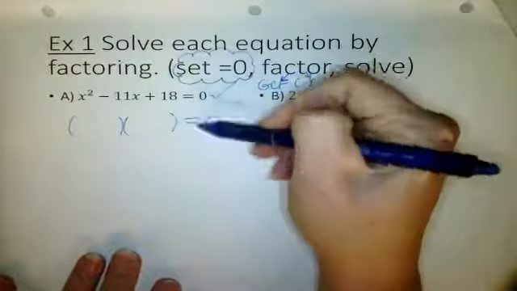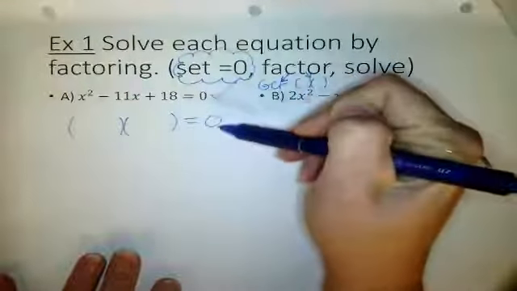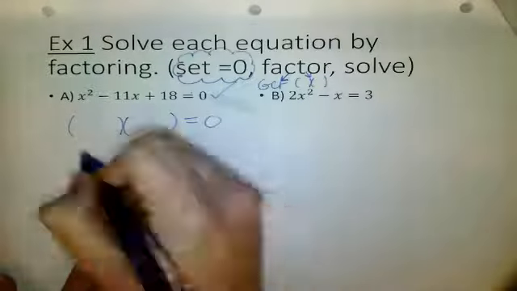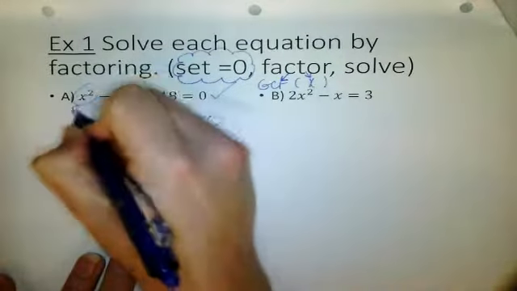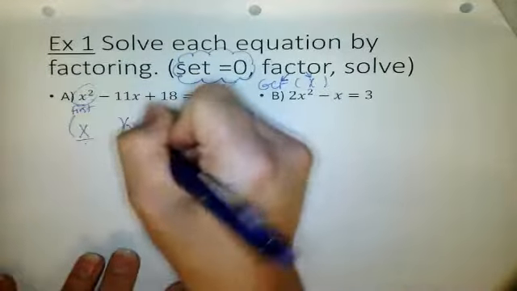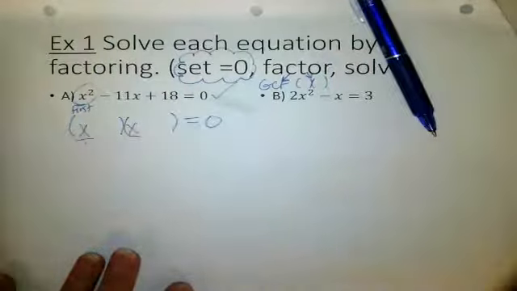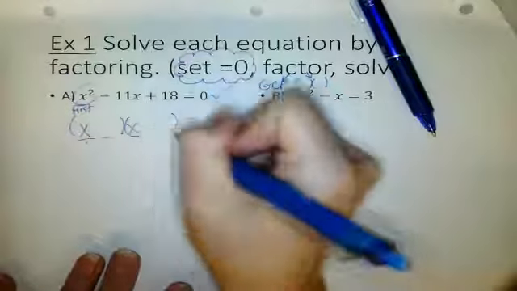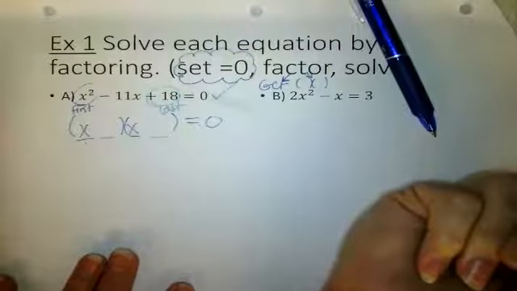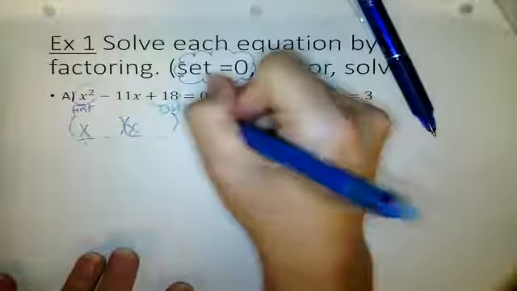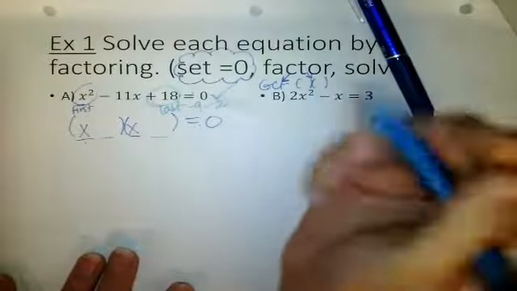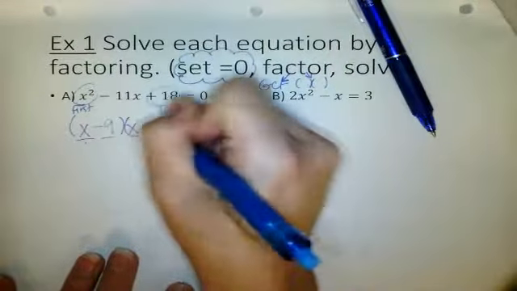You'll notice I have an equation. Please make sure you're still equal to 0. All right. It starts as an equation. It should end with an equation. First times first has to be the first thing. What times what is x squared? X times x. Then last times last has to be the last thing. What times what is positive 18? Negative 9 times negative 2. Is that the only option? No, but that's the best option. Yeah, absolutely. Negative 9 times negative 2.